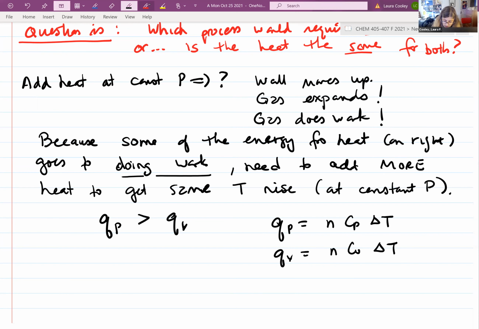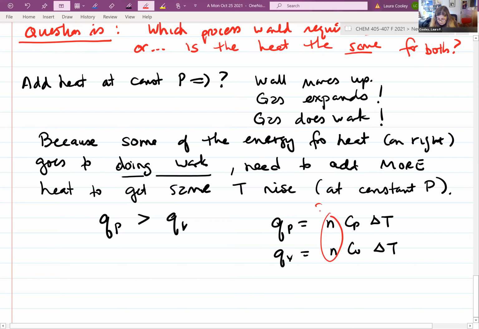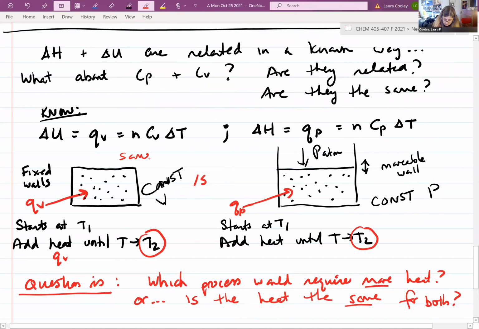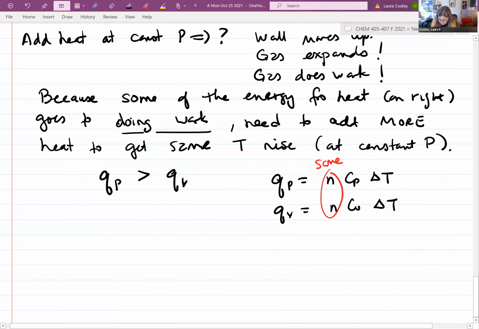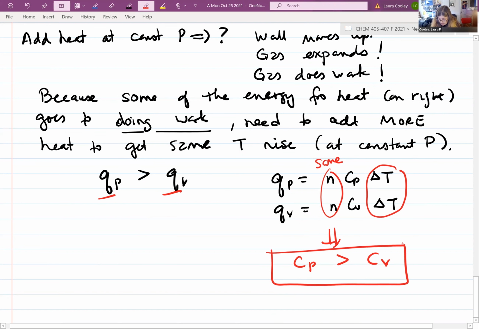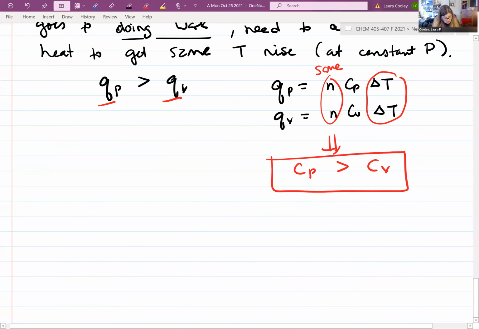Let's look at what's the same here. n is, of course, the same. Did I ever say 1 mole? I meant 1 mole, the same amount of gas in each. Let's call it 1 mole. The delta T, well, the way to define the problem, the temperature rise is the same. So if QP is greater than QV, it implies that CP must be greater than CV. And that is indeed the case, that the heat capacity at constant pressure is greater than the heat capacity at constant volume.